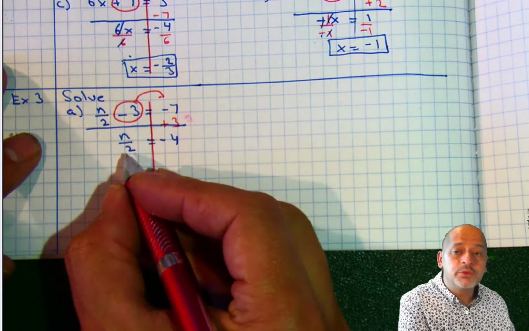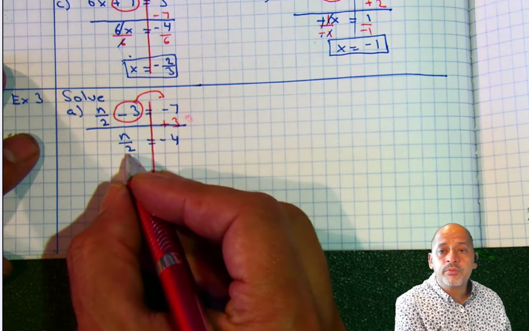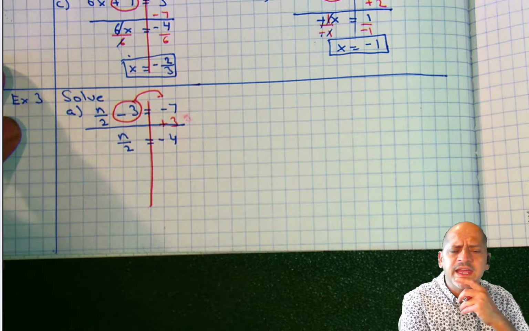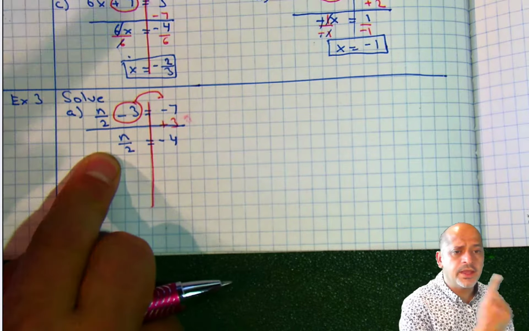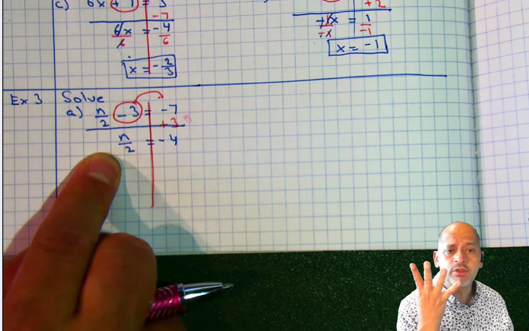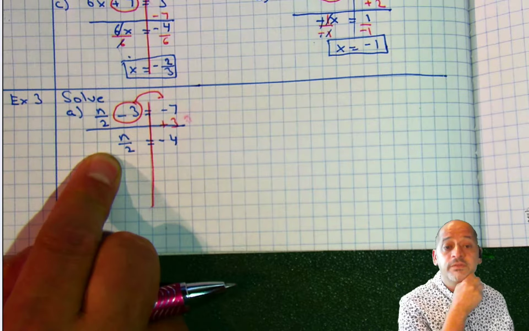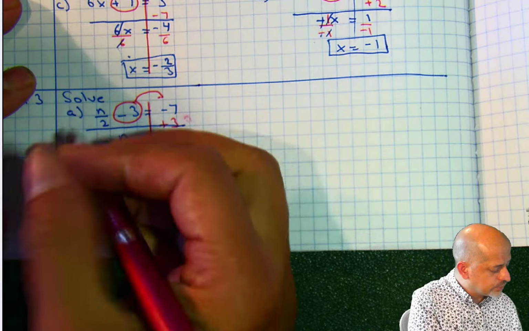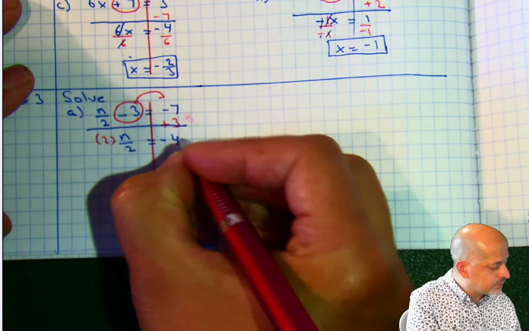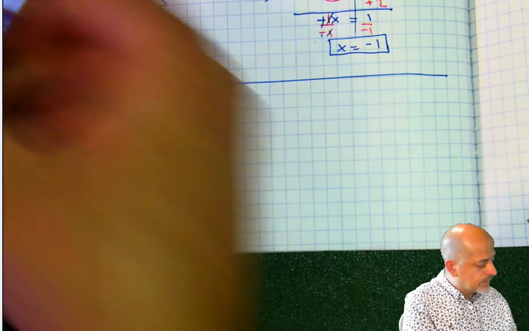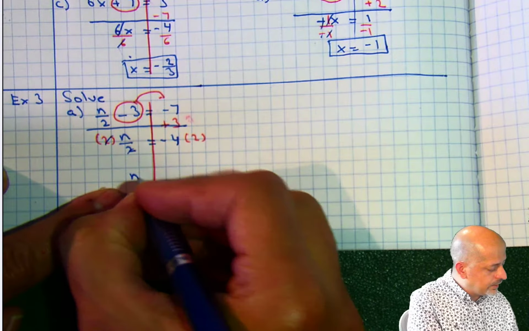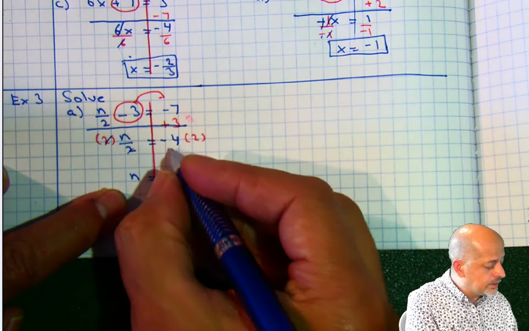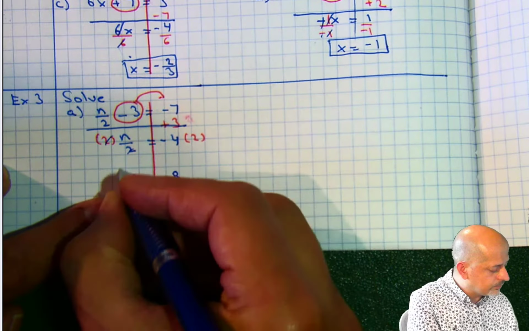And now I'm trying to get rid of the 2. So I need to think, okay, what are the n and the 2 doing? Are they adding, subtracting, multiplying, or dividing? They're dividing, correct? So what is the opposite of a division? Multiplication. So therefore, I'm going to multiply both sides by 2. The 2's cancel, so we have n equals negative 4 times 2 is negative 8.